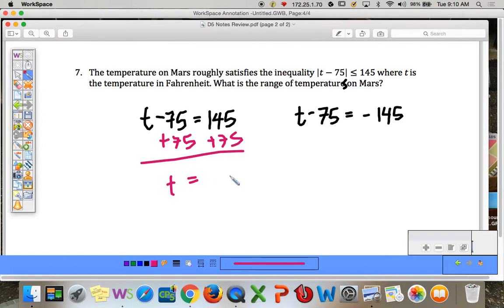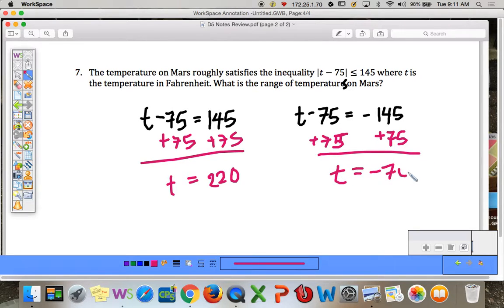So we get T equals 220 is the highest amount. And then for the other one, we're going to add 75 again to each side. And we have negative 145 plus 75. And that can be negative 70. So the temperature ranges from negative 70, let me use a different color here. Let's use blue. Negative 70 is the lowest temperature, and the highest temperature is 220.